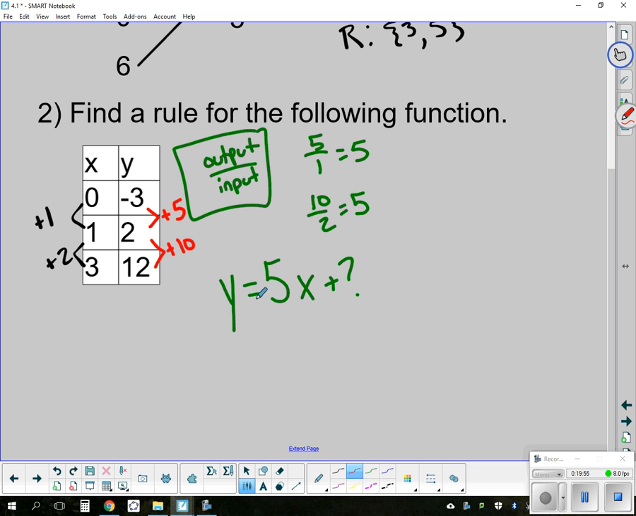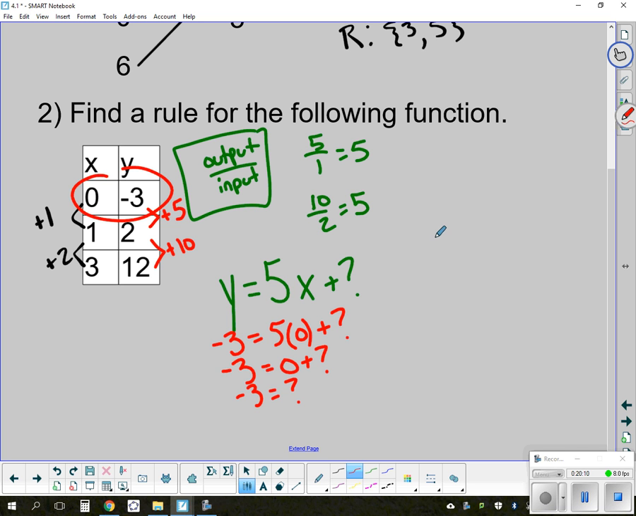The way you figure that out, plug in one of your ordered pairs. I'm just going to pick the top one. Negative 3 equals 5 times 0 plus something. That's negative 3 equals 0 plus something, which means our something is negative 3. So your rule is y equals 5x plus a negative 3, which is y equals 5x minus 3.